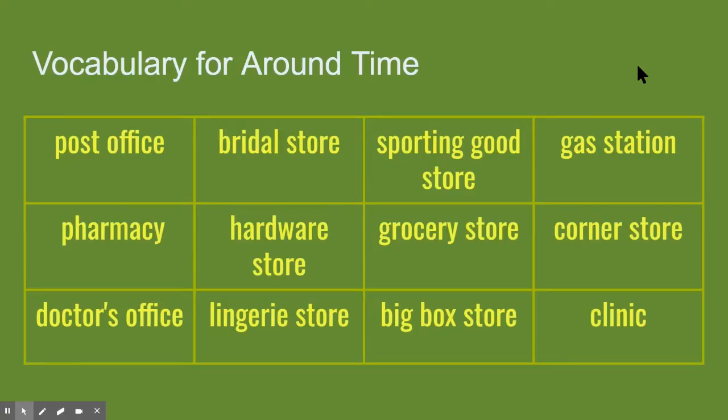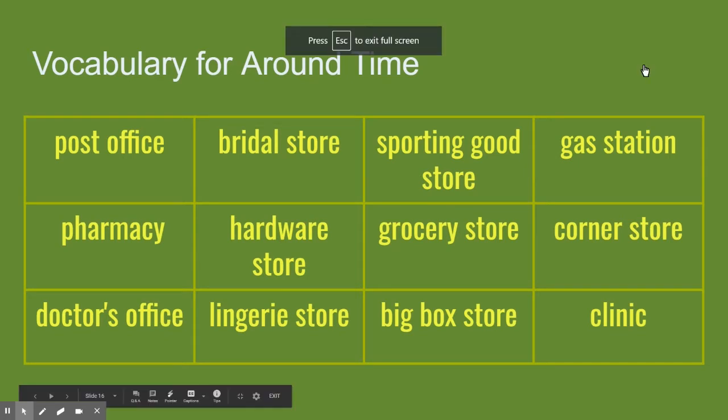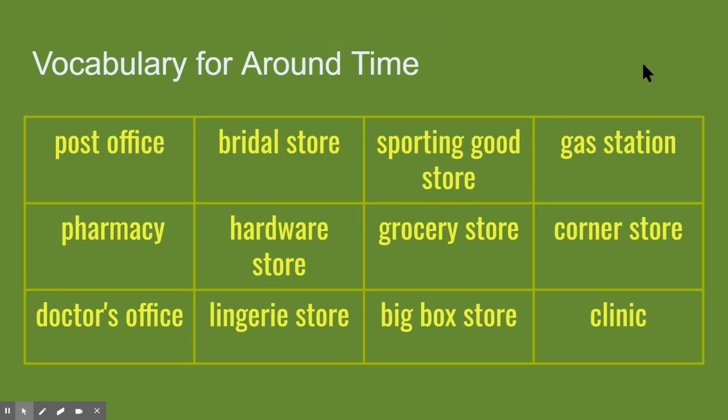So where do you go? So here are some different stores that you might go to. All right, so here are some different places around town that you might go to. Post office, pharmacy, doctor's office, bridal store, hardware store, lingerie store, sporting goods store. There's a typo there, excuse that. Grocery store, big box store, gas station, corner store, or clinic.